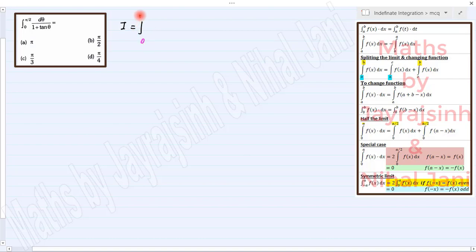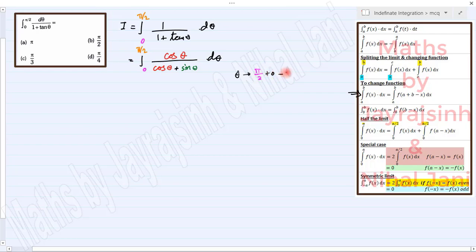Here you have to find out the integration from 0 to pi by 2 of 1 upon 1 plus tan x. For simplification, let's convert our tan in terms of sine and cos. So we will get cos theta upon cos theta plus sine theta. Now let's use the fourth property, in which we can replace our variable theta by the summation of the limits, which is pi by 2 plus 0 minus theta, or we can say pi by 2 minus theta.